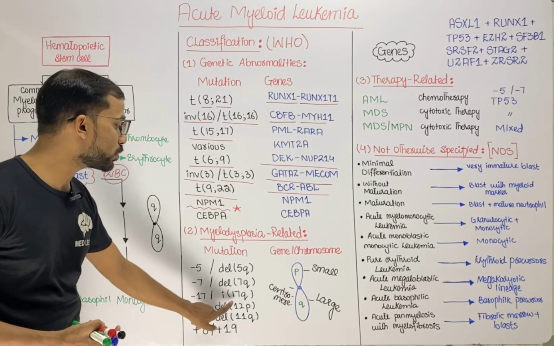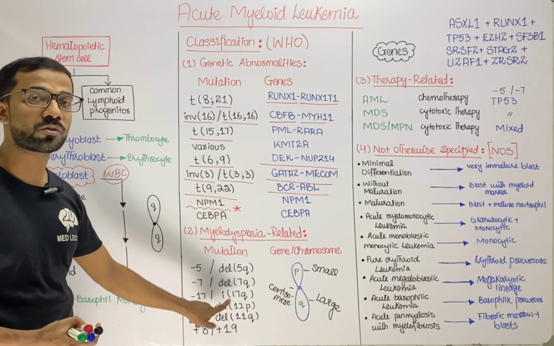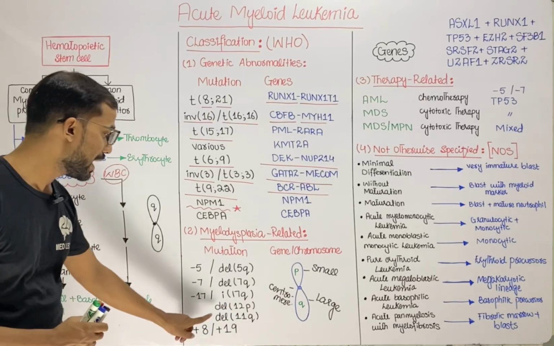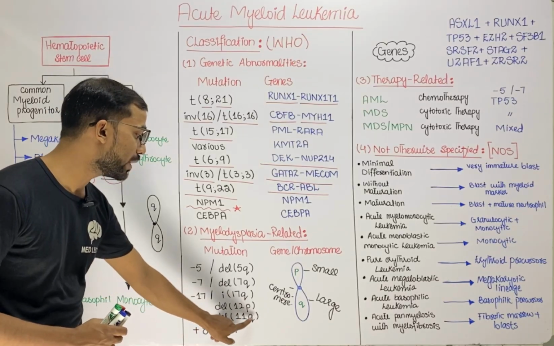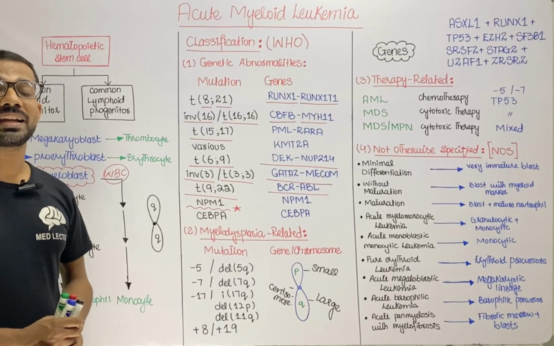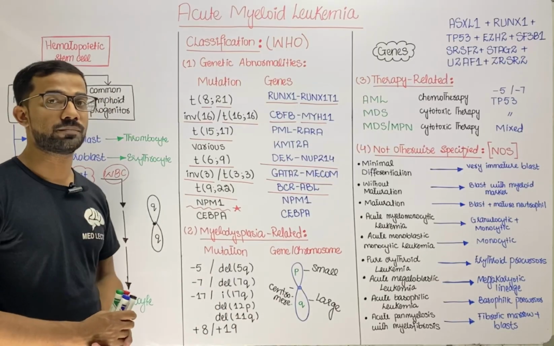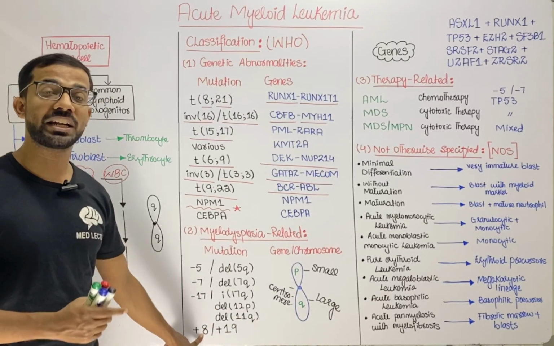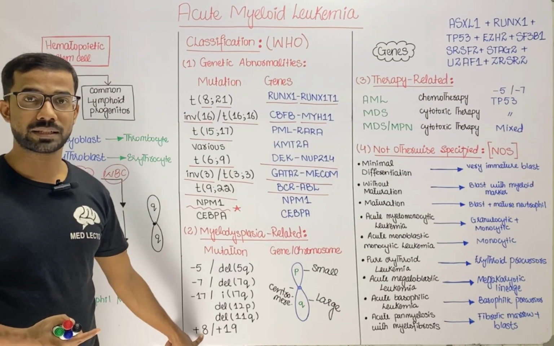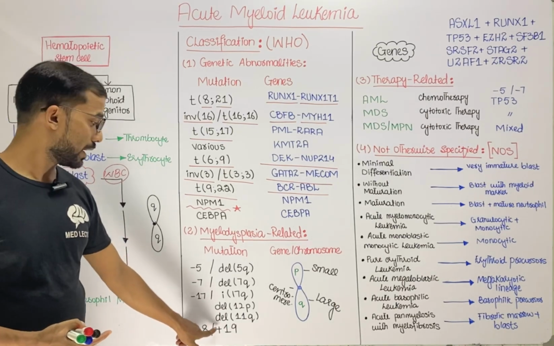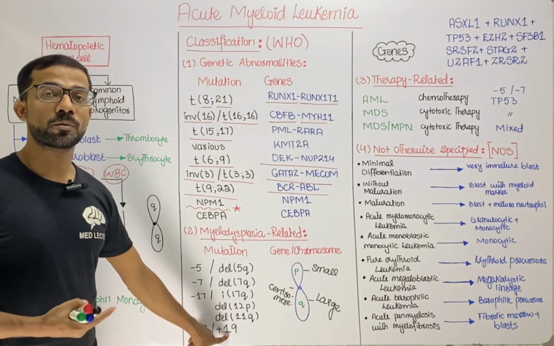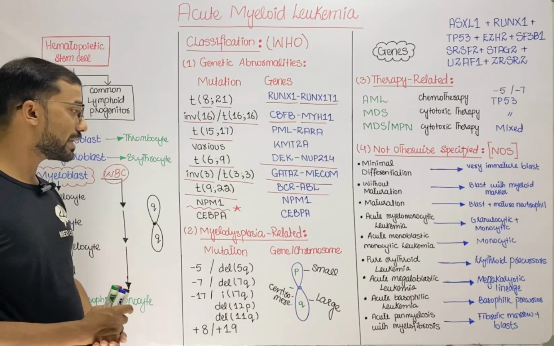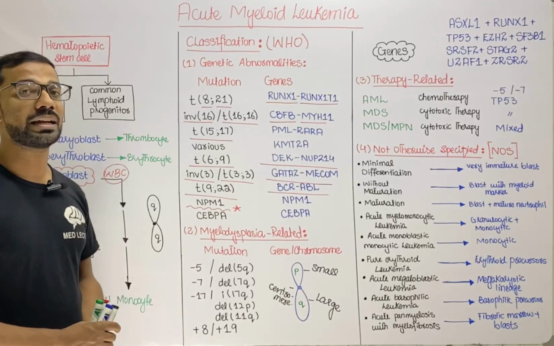Next, you will see del12p, meaning chromosome number 12 has no P arm; the P arm of chromosome number 12 is missing. Next is del11q. Del11q means chromosome number 11 has no Q arm. Next, +8 means addition of an extra chromosome, that is trisomy. +19 means an extra chromosome has been added. So these are the different types of mutations related to myelodysplasia-related AML.